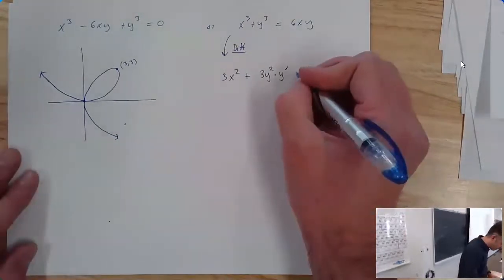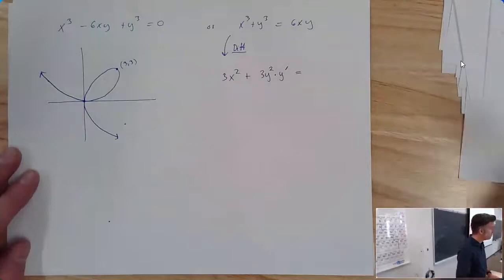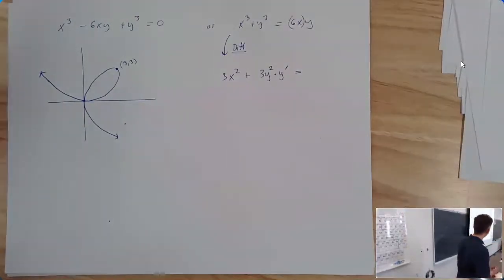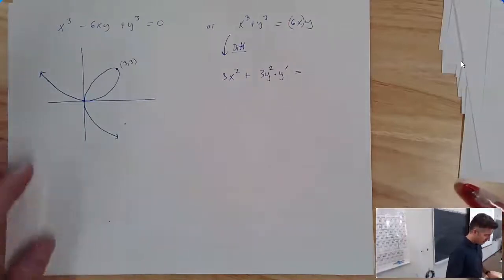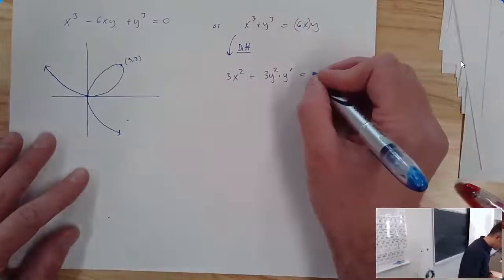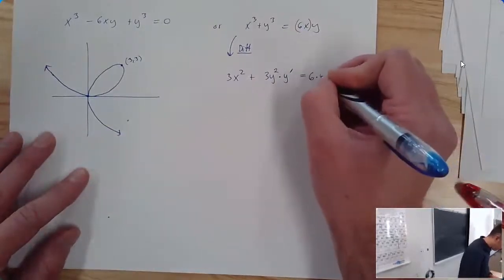On the right-hand side, we're going to have to use the product rule. I have 6x, a function of x, times y, a function of x. Right? They're both functions of x. y implicitly. So using the product rule, what's the derivative of 6x? Times, leave the other thing alone.